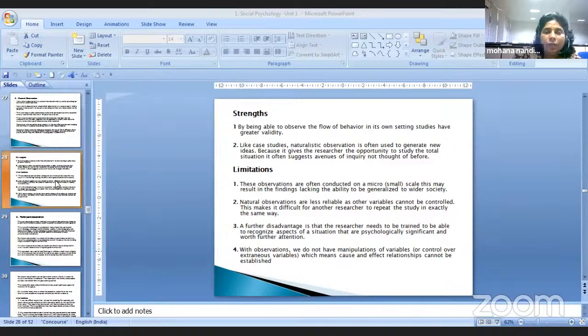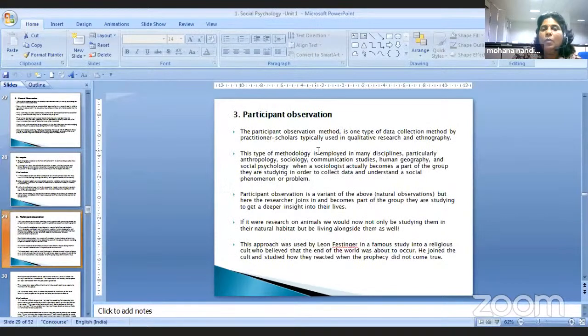And next we'll go back and discuss participant observation. What is participant observation? Suppose you want to start a study on qualitative research and ethnography. The participant observation method is one type of data collection method, typically used by practitioner scholars in qualitative research and ethnography. Most of the researchers use only the participation.